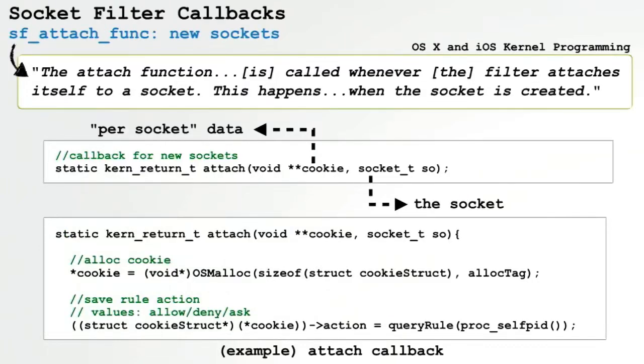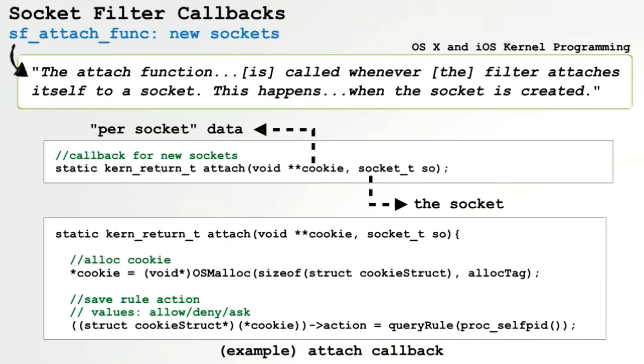All right, so now let's talk about these callbacks, which, as I mentioned, once your socket filter is installed, the operating system will automatically invoke when socket actions occur, allowing your firewall to examine and either allow or block these events. First up we have the attach callback. As the slide mentioned, this is called anytime a socket is created. It's called with the actual socket and also a cookie parameter which can hold any socket-specific data.